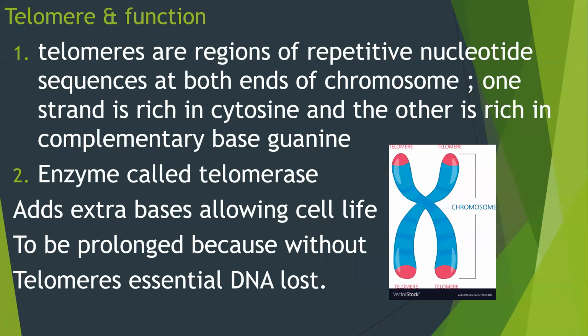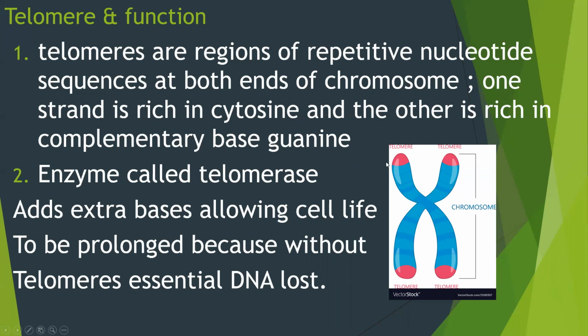The next part is about telomeres. So telomeres are these end regions of chromosomes. They are on each end of the chromatids, and they're regions of repetitive nucleotide sequence. So on one end there'll be a lot of cytosine, and the other will be guanine. We'll talk about complementary base pairing more in depth in the next chapter. So that's all you need to know, that on one side there's rich cytosine and the other side is rich in guanine.